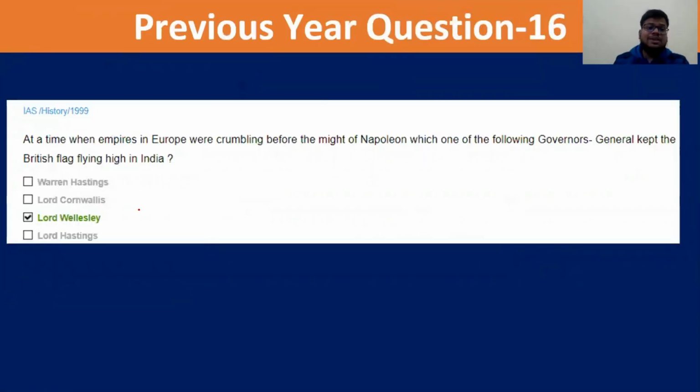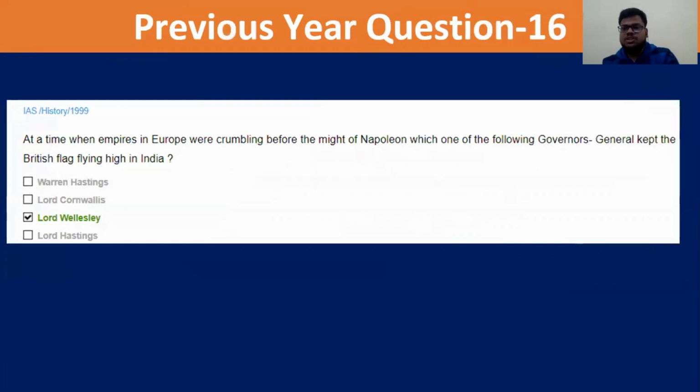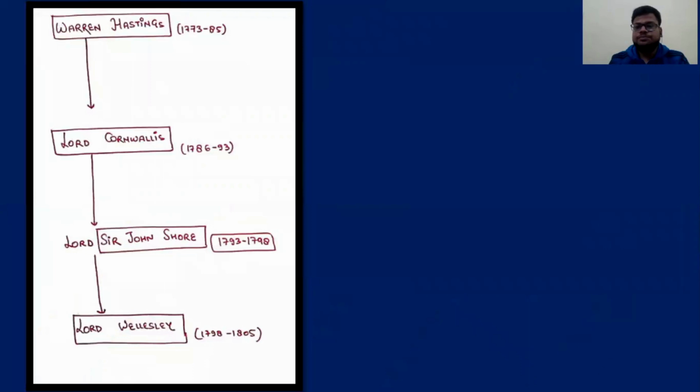Again, I'll remind you, he is Richard Wellesley. He is not Arthur Wellesley. Arthur Wellesley was his brother, who was a fighter. In fact, he was the one who fought against Napoleon. Richard Wellesley was the Governor General and administrator in India. Now let us start our discussion for today.